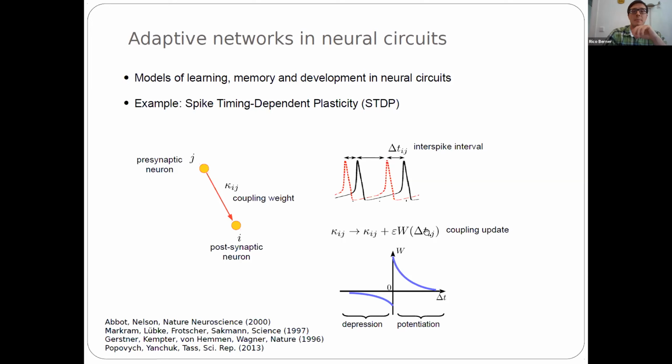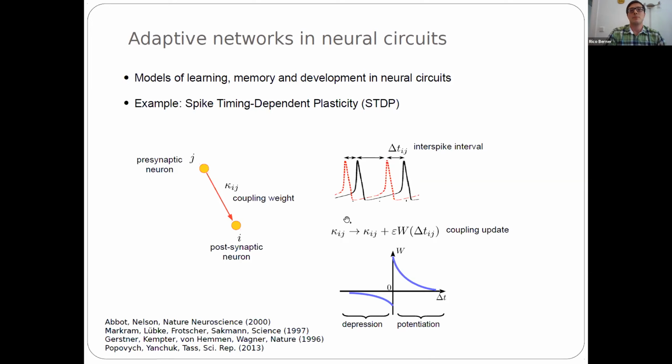If you look at the literature, there are plenty of different rules, but the main features you can find are depression parts. So depending on the time intervals, there might be depression, so a decrease of the coupling weight, or a potentiation of the coupling weight. This is what we actually look at when we talk about adaptive networks, because due to the spiking behavior of the neurons, the network structure given by the coupling weights is changing.